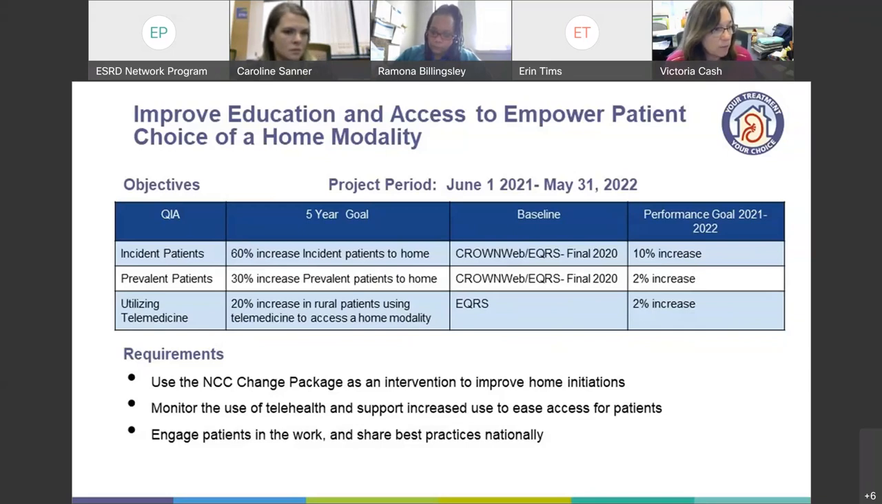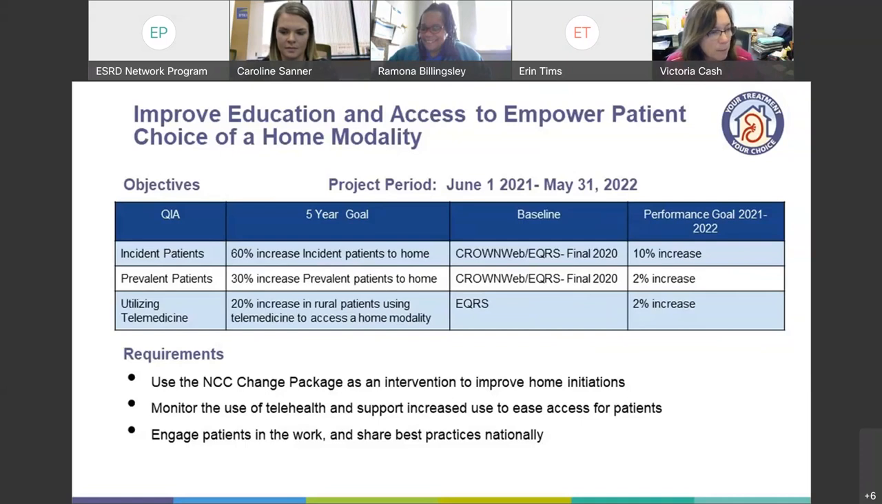So the first goal speaks to the fact that CMS would like to see a 60% increase in incident patients that go to the home modality setting. So they never step their foot in the door of a dialysis center. They go straight into home and start doing their home care as their first line of treatment. Each year, the network is required to make a 10% increase in that amount, so we're trying to cumulatively reach that 60% by the end of the 5 years. I think there's a couple of years where we have to get even 12 and 15% to get up to 60.